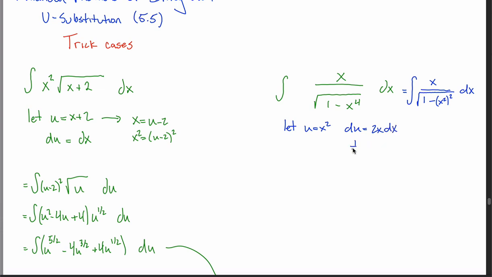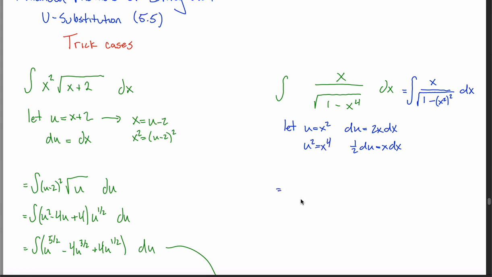In other words, half of du is equal to x dx. And I'm feeling good about that. Here's the x and here's the dx. I'm feeling a little sketchy over here. How's u going to be x squared? I don't have an x squared, right? But you got this x to the fourth. So if u is x squared, u squared is x to the fourth.